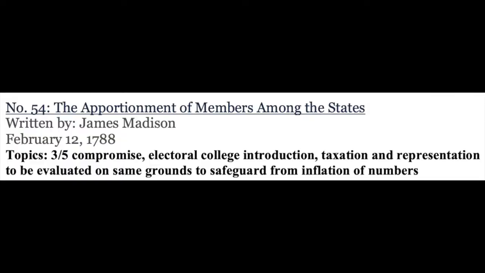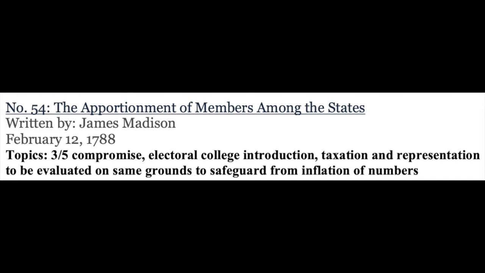Folks, thank you for tuning in to the latest episode of the Federalist Files. We'll be covering Federalist number 54 today. It is titled The Apportionment of Members Among the States, written by James Madison, February 12th, 1788.